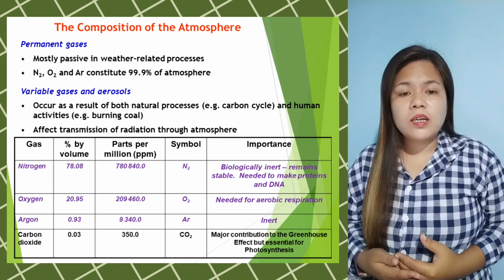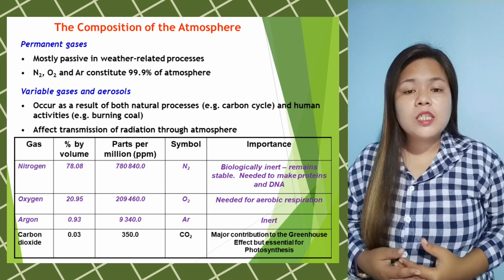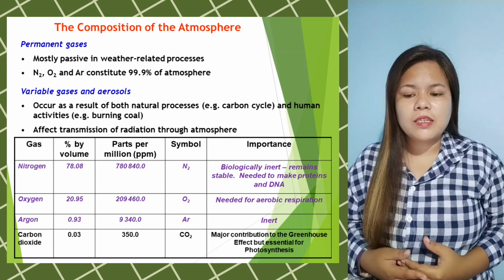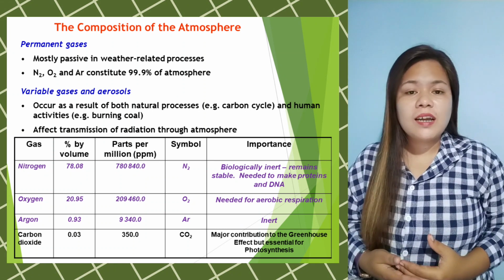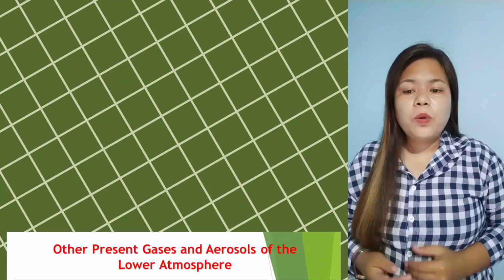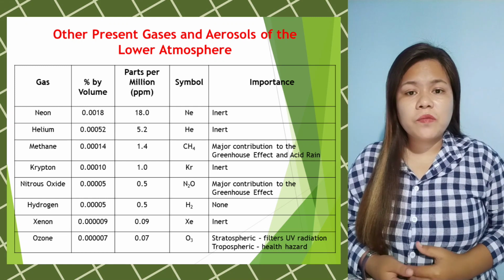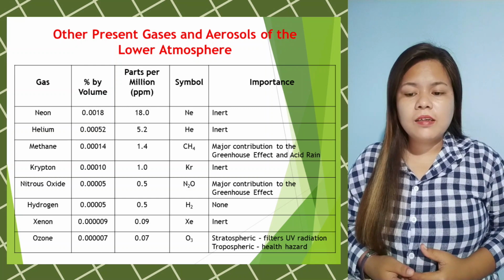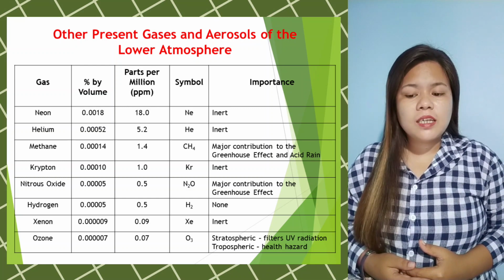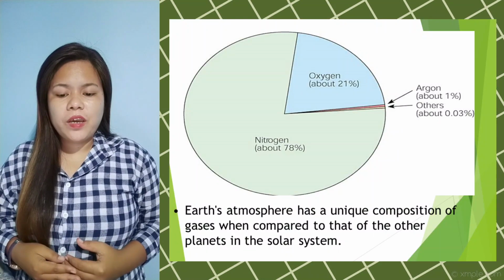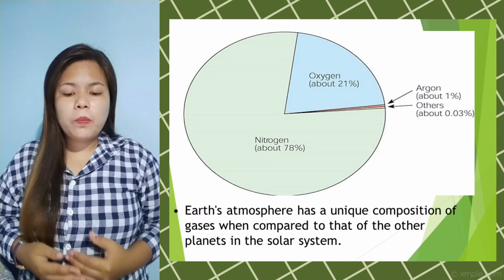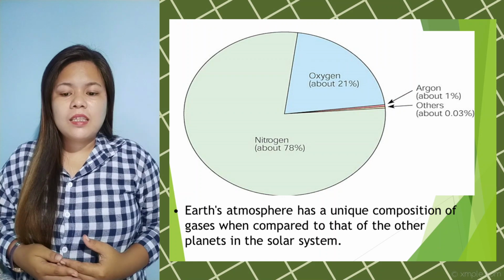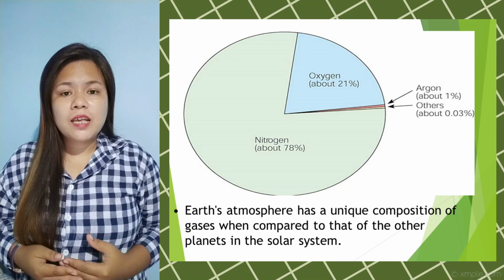The table shows the different gases in the atmosphere, their percent by volume, parts per million or ppm, and their symbol with their importance. So we have nitrogen, oxygen, argon, and carbon dioxide. We also have other present gases and aerosols of the lower atmosphere. In the table, the following are neon, helium, methane, krypton, nitrous oxide, hydrogen, xenon, and ozone. Earth's atmosphere has a unique composition of gases when compared to that of the other planets in the solar system. And as you can see in the pie chart, nitrogen makes up most of the Earth's atmosphere.